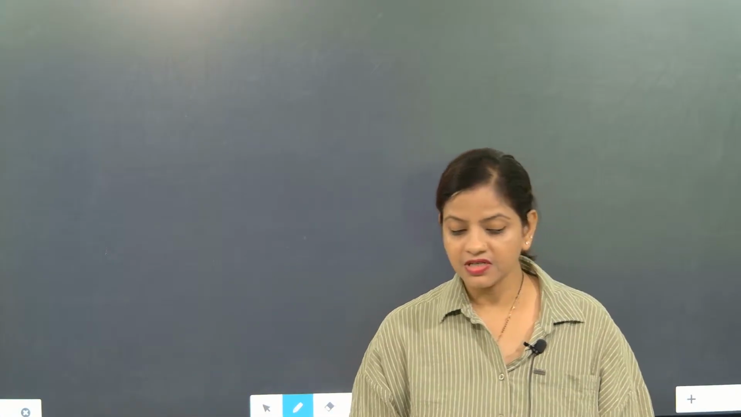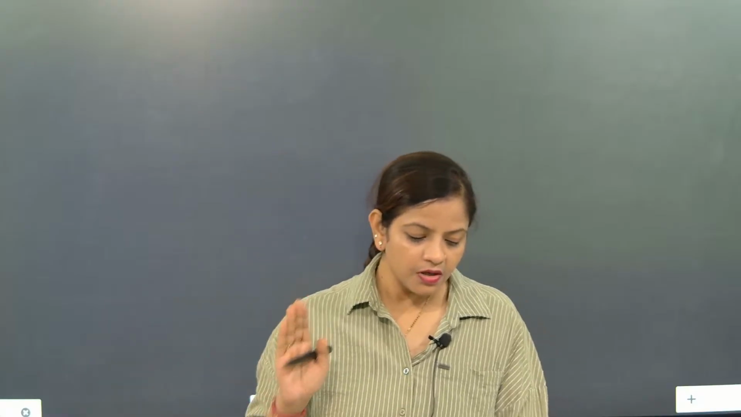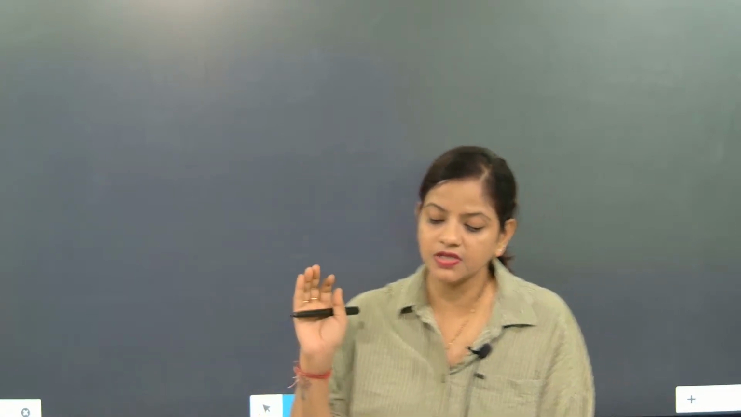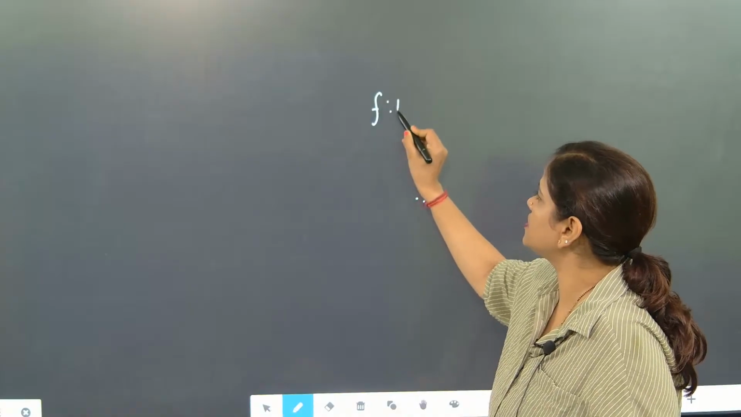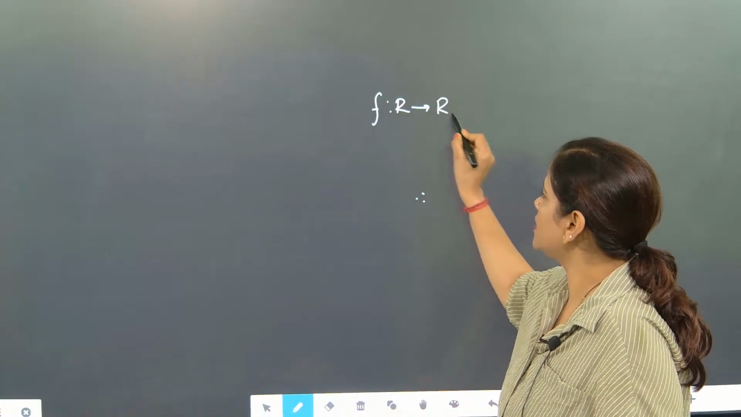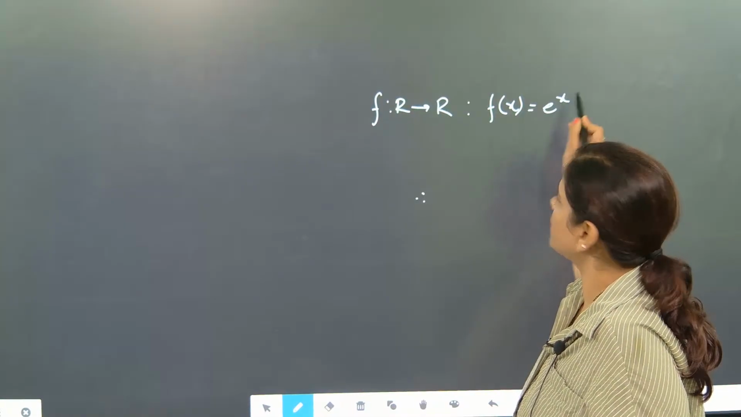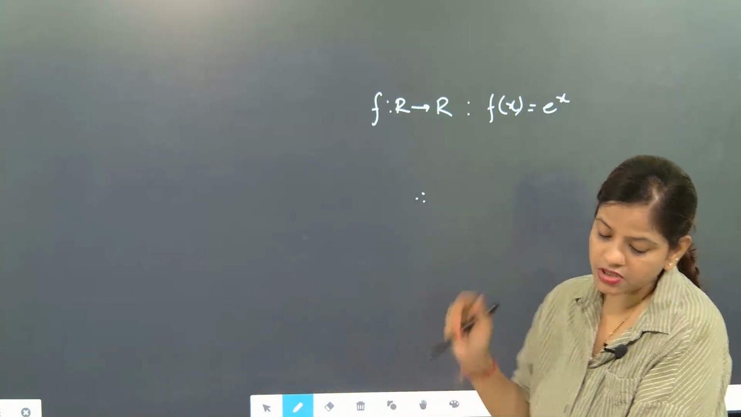One question yesterday we had a discussion on how we are going to go for into and onto functions. Now you need to identify the type of function. This is for a 1 mark question. How do they ask it? Look here, they will give you a function f such that R tends to R, and they will tell you that f of x is equal to e to the power x. So when this function is given to you, Sivaranjani, what type of function is this?